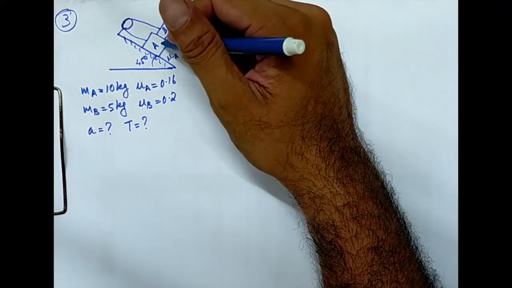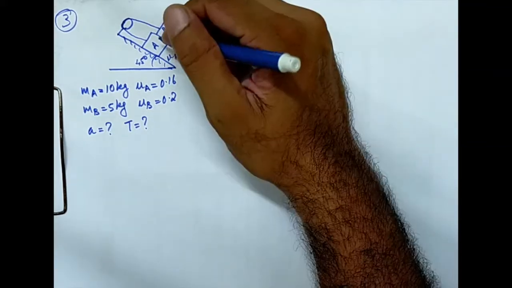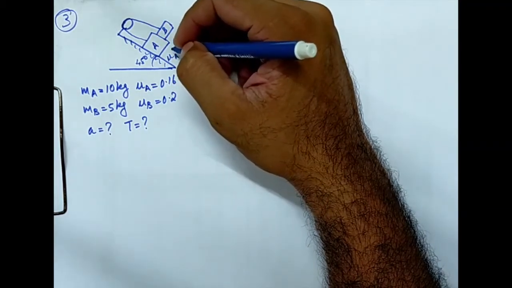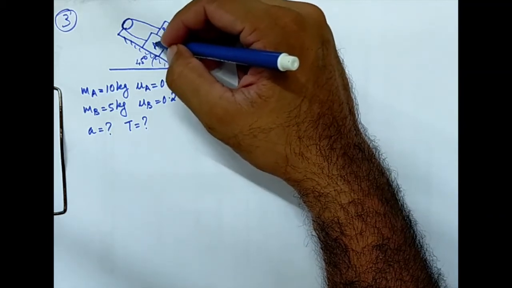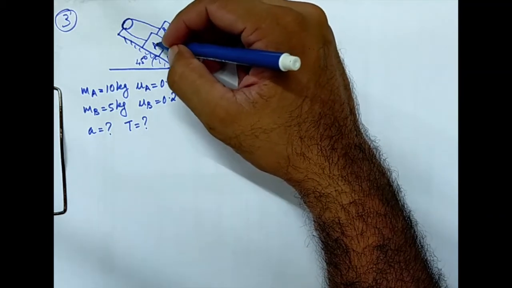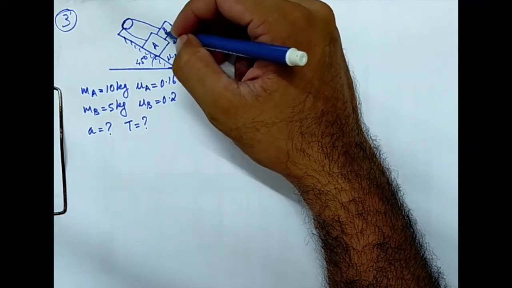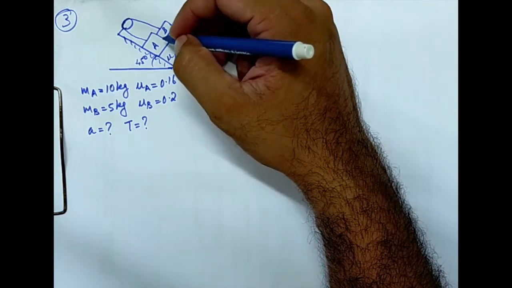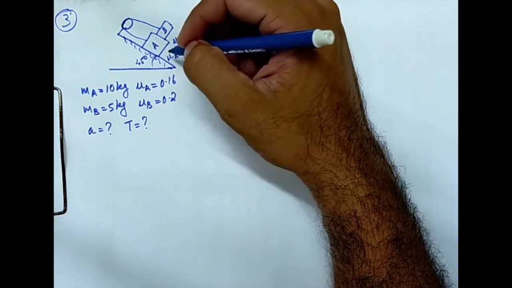Object A is the heavier one, so I'm assuming, it may not be true or may be true, I'm assuming that object A is going to slide down because it is heavier and the coefficient of friction is less. I'm assuming that this is going to slide down. When A slides down, B will be sliding up, right? And what about the distance?